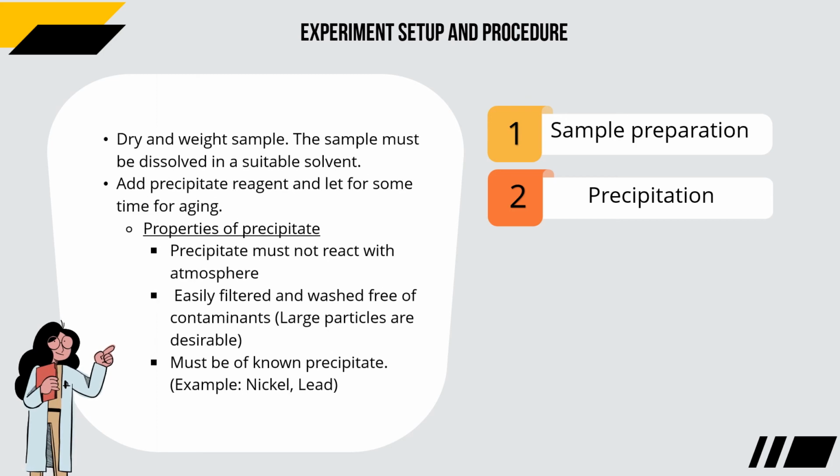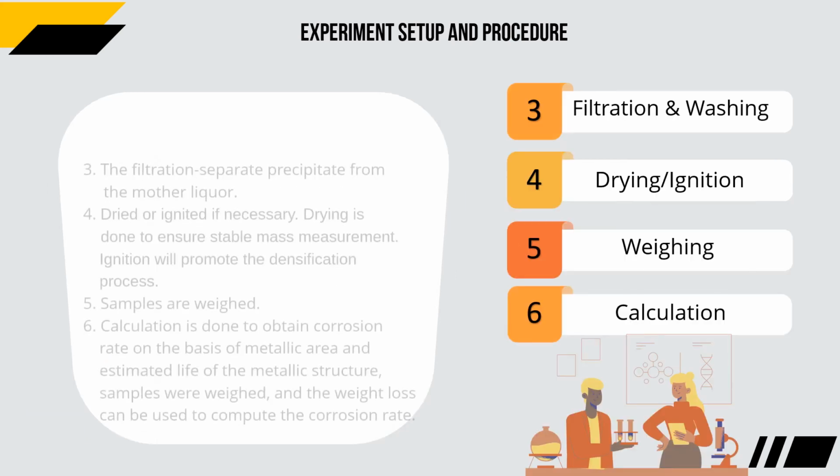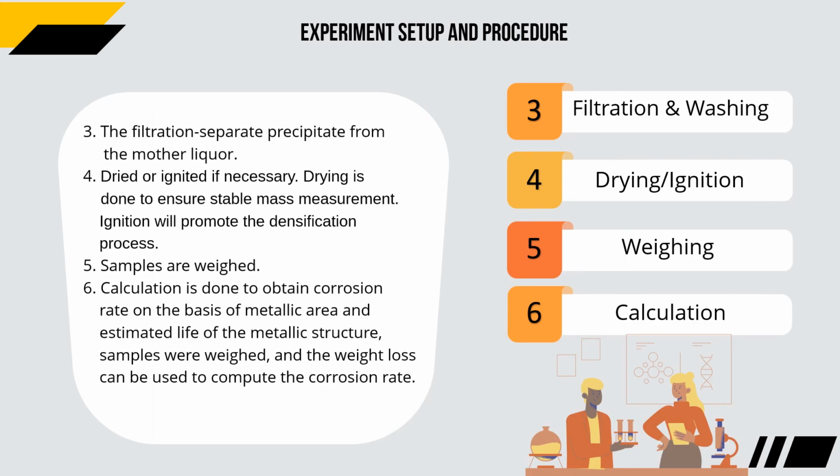The sample must be dissolved in a suitable solvent, add precipitate reagent and let it sit for some time for aging. The precipitate chosen must not react with the atmosphere, must be easily filtered and washed free of contaminants, and must be a known element. Next, in the filtration process, the precipitate is separated, then dried and ignited, followed by weighing of the sample. The weighed data is used to calculate corrosion rate on the basis of metallic area.